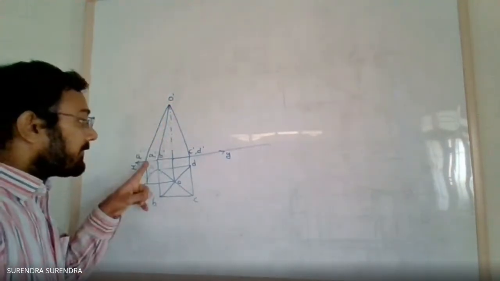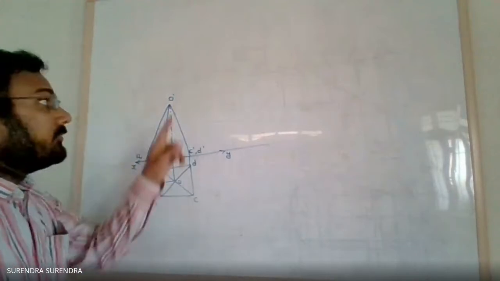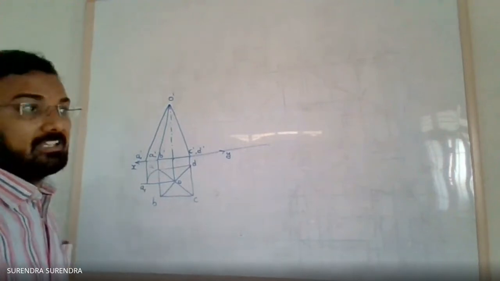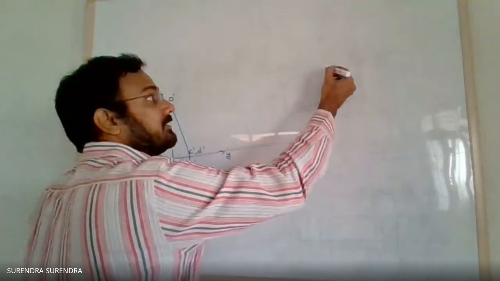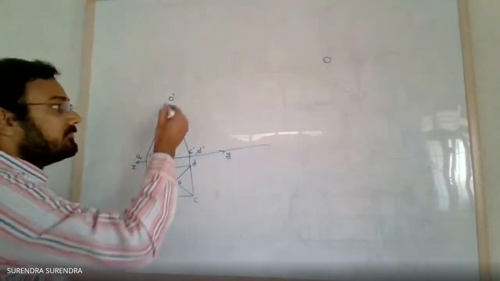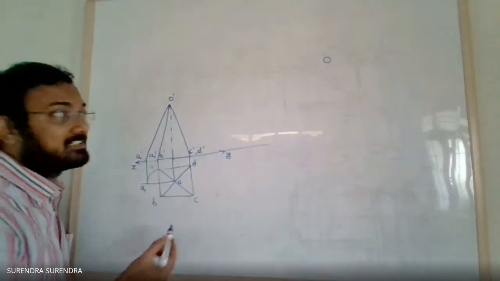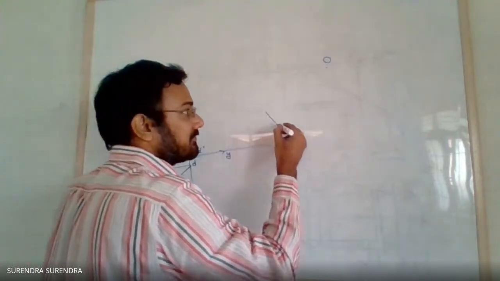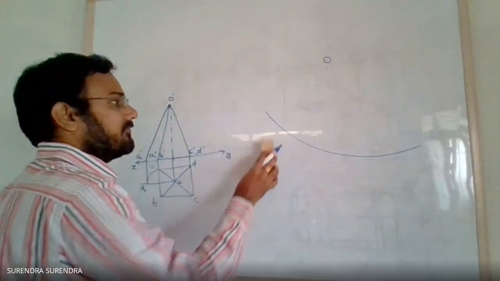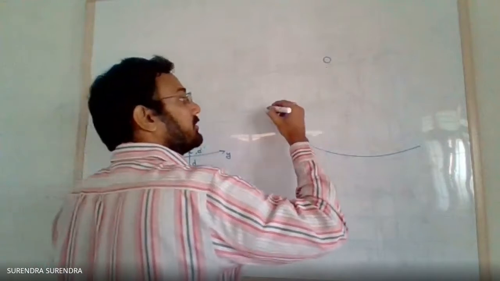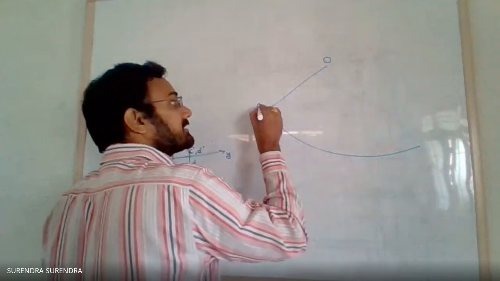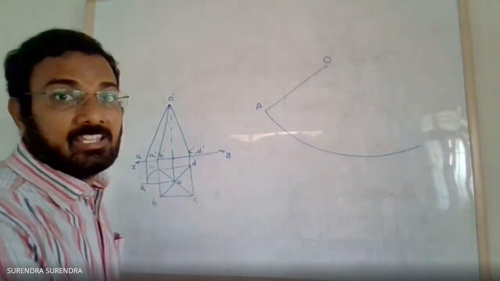Now, with radius equal to O dash A1 dash, means the true slant length, at any point mark point O. With O as center, radius equal to O dash A1 dash, the true slant length radius, draw an arc. Join O to the starting point of the arc. Name this point as A.